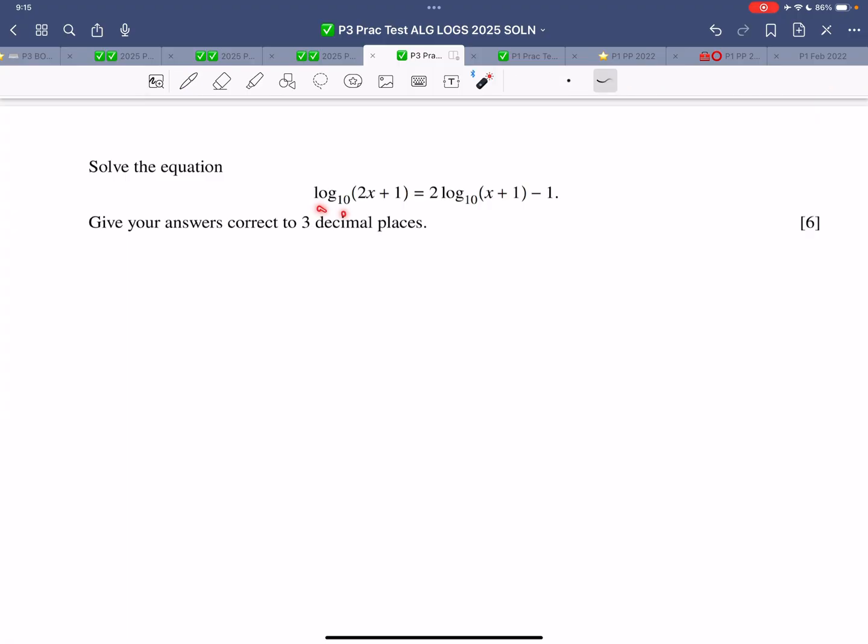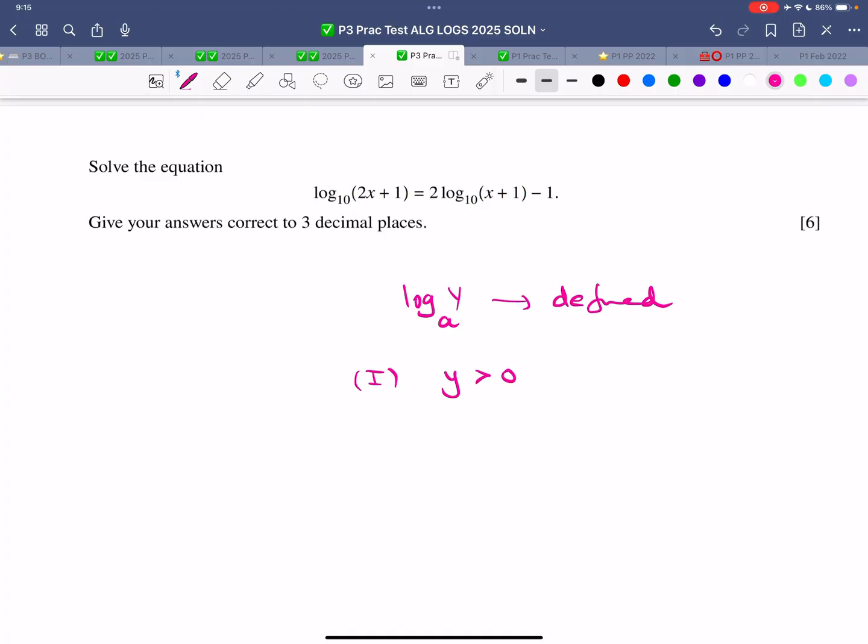So log to the base 10 can also be written as LG. This is a log equation, and give your answer correct to 3 decimal places. Naturally, you have to solve for x. Whenever we solve a log equation, log y base a, in order for it to be defined, 2 things are necessary. When you are taking log of something, that should be positive. At the same time, the base should be positive. The base should not equal 1. 1 is a useless number as a base.